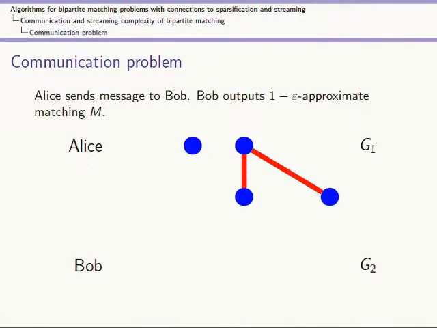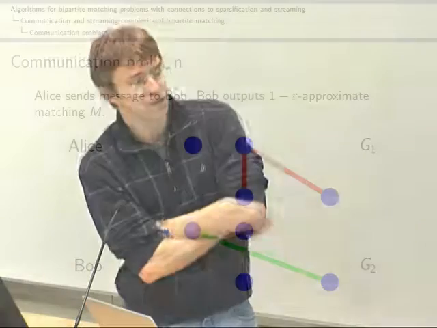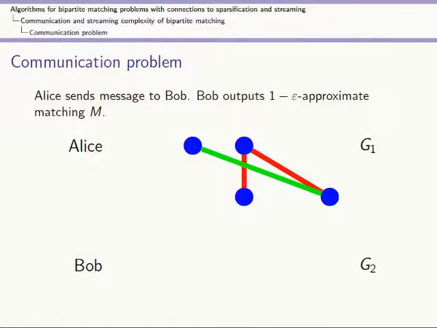Okay, so the communication problem is the following. We have two communicating parties, Alice and Bob. Alice has a graph G1, and Bob has a graph G2 on the same set of vertices, but with a different set of edges. Now, Alice sends a message to Bob, after which Bob is supposed to output a 1 minus epsilon approximation to the maximum matching in the union of the two graphs.